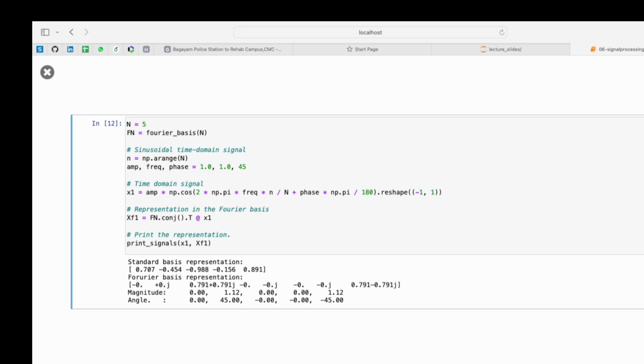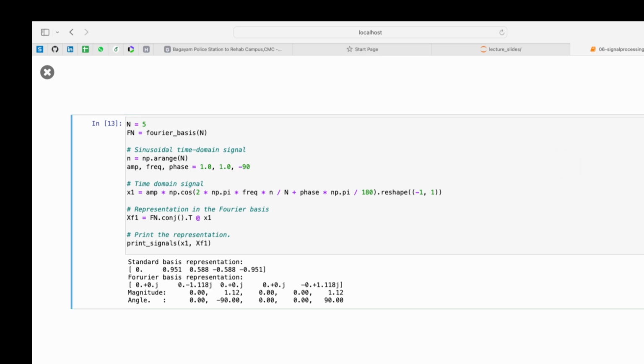That's because I set the phase to 45, and it's saying I see one sinusoidal component with non-zero amplitude and phase, and the amplitude is 1.12 and the phase is 45 degrees. Okay. If I were to change this again, let's say I set it as minus 90.